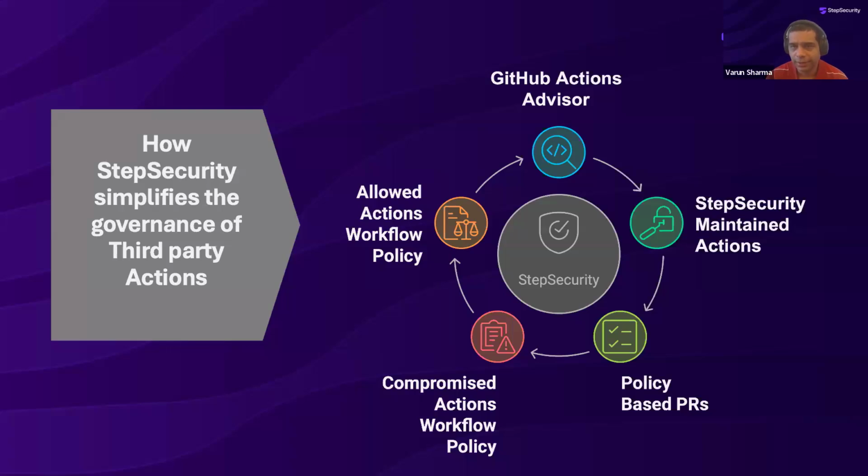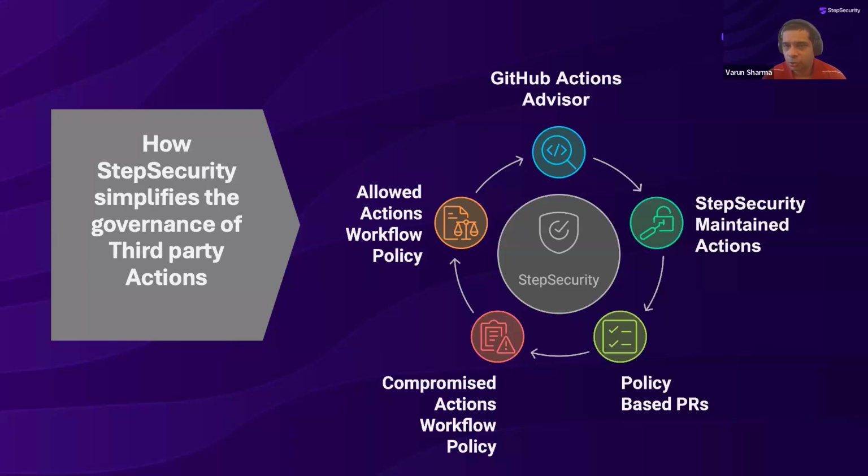So the first one here is the GitHub Actions Advisor, which first of all shows you a list of all the different actions that you are using in your organization. And then it gives you a scoring system to objectively score those actions to give you a way to decide whether you want to use that action or you want to reject the use of that action.